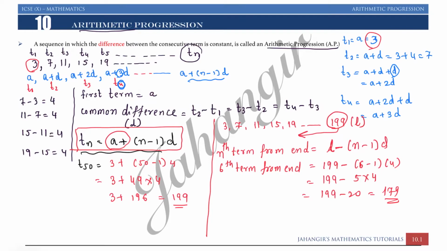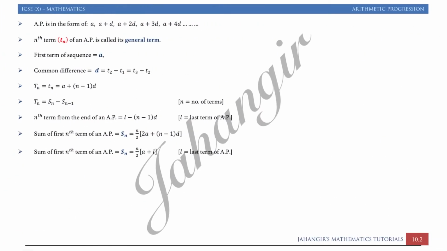So if you are going from the beginning it is the nth term, that is Tn, and if you are going from the last, you can use L for the last term. So in this way you can find terms from the starting as well as from the ending. These are the two formulas you have to remember.